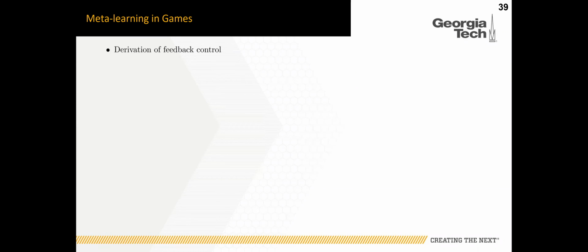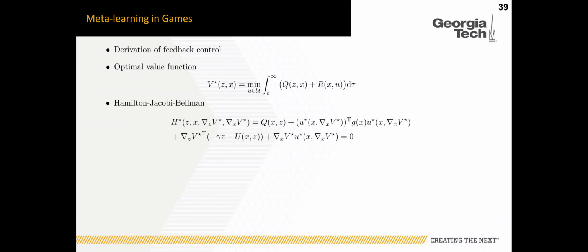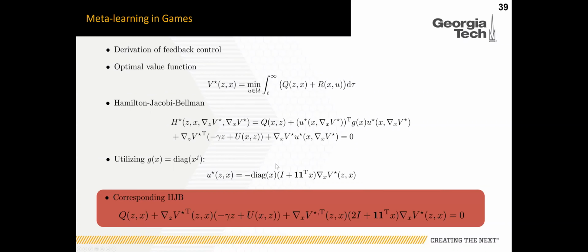Now we want to derive this feedback control. I want to obtain the optimal value function and then eventually solve the Hamilton-Jacobi-Bellman equation of the specific problem. These are just some simplifications on that. So eventually, if I solve the corresponding Hamilton-Jacobi-Bellman equation, then I know how to derive this feedback control to learn how the other ones are learning.